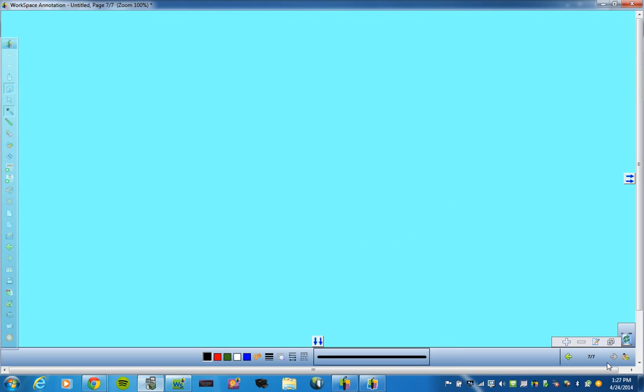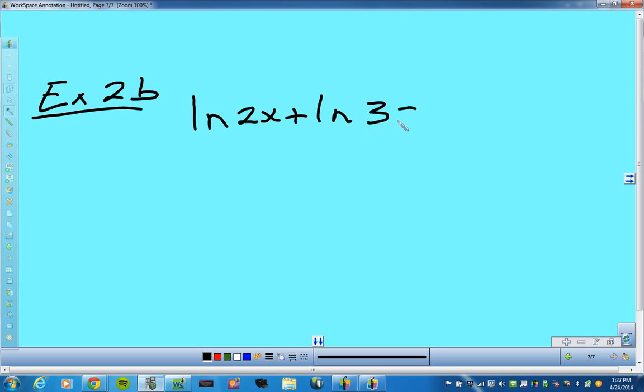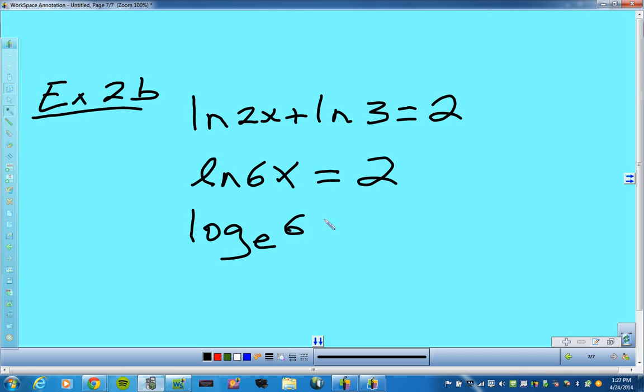Okay. Second to last one, we're going to have ln 2x plus ln 3 equals 2. Okay? Plus means what? Multiply. So we have ln 2x times 3, 6x I mean, equals 2. So how do I need to rewrite it now? Instead of ln x, I need to write it as log base e of x, in this case, 6x.